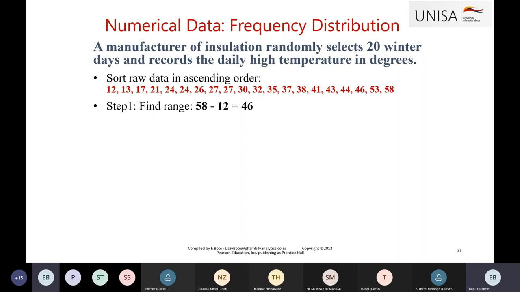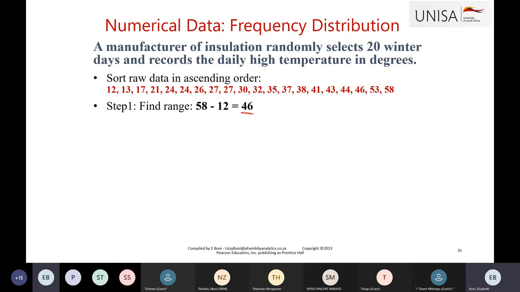Don't get confused with what I explained on Saturday when I spoke about the range. I'm going to get there. So this is to help me build the frequency distribution table and create those class widths so that I can count how many of these values are in each. The first thing I need to know is how big is my data set. So when I calculate, I find the range is 46. So it means from the smallest value to the largest value, the distance is 46.